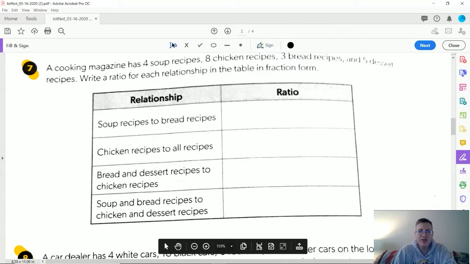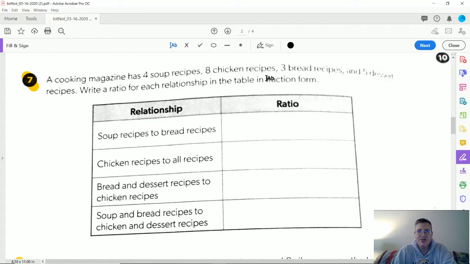For this one, I'm going to work so that I can type out something. So we have 4 soup recipes, 8 chicken recipes, 3 bread recipes, and 5 dessert recipes. So we want the number of soup recipes compared to the number of bread recipes. So I have 4 soup recipes and I have 3 bread recipes. So 4 to 3, or I could also write it as this or this. I could use any of those 3 options. Doesn't matter which one you did as long as you put the numbers in the correct place.